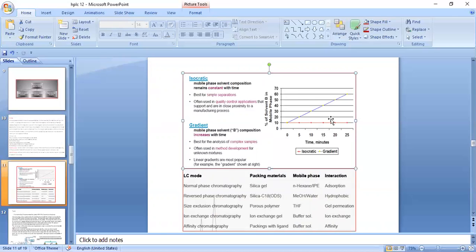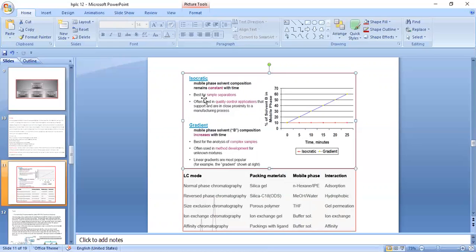So isocratic mode is run with a single composition. It can be of different solvents, but the composition, the initial concentration, will remain the same throughout the run. But in gradient mode, the concentration can be changed with time, because we can run a program and fix that after a particular instant of time, the concentration of the mobile phase should be changed.